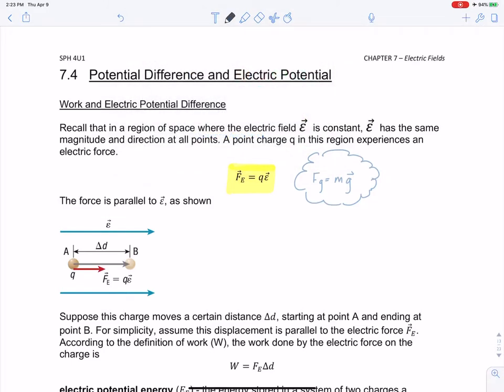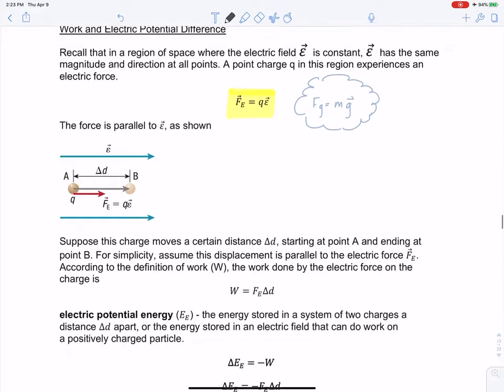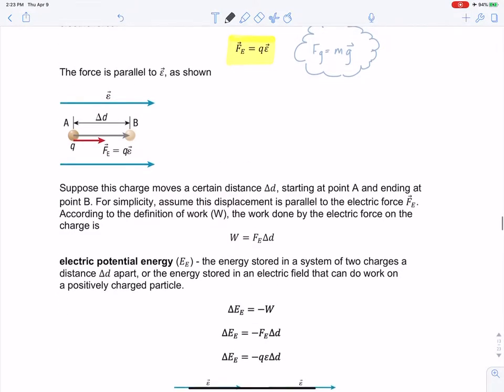The electric force is parallel to the electric field as shown in the diagram below. Suppose this charge moves a certain distance, delta d, starting at a point A and ending at a point B. For simplicity, assume this displacement is parallel to the electric force. According to the definition of work, the work done by an electric force on a charge is F delta d.